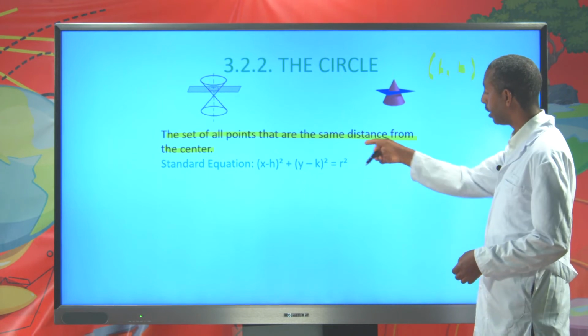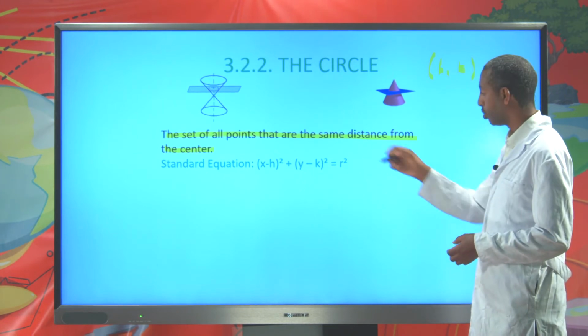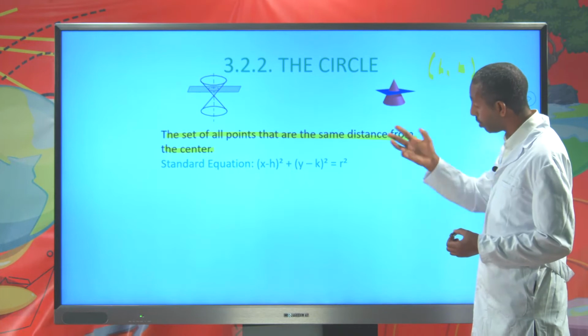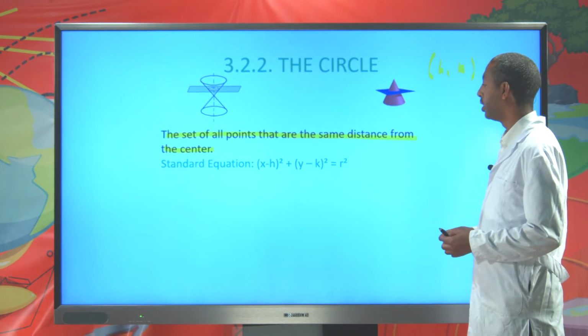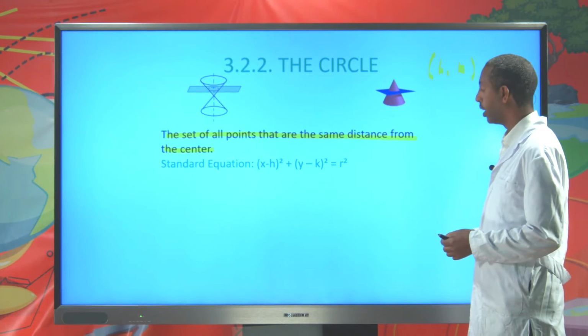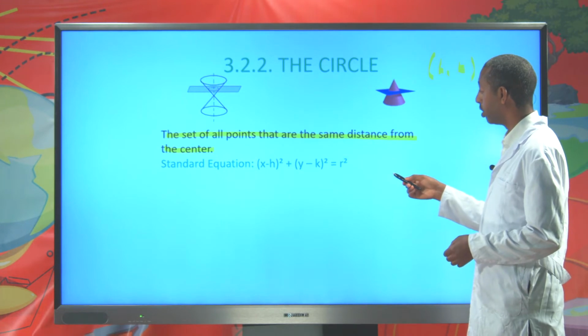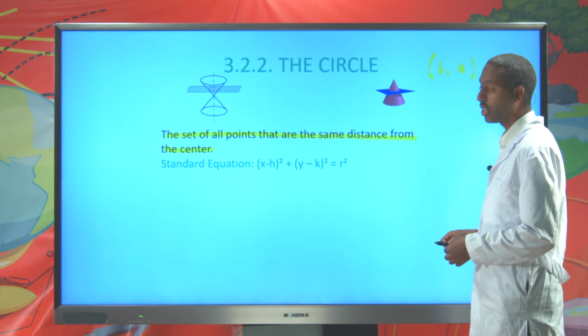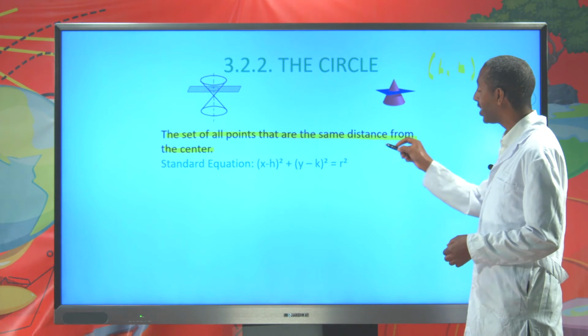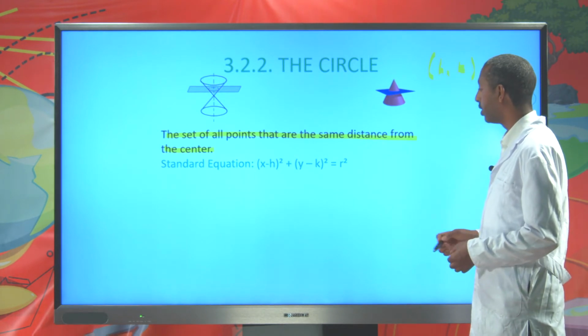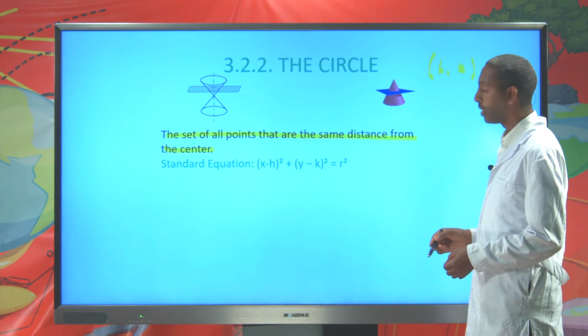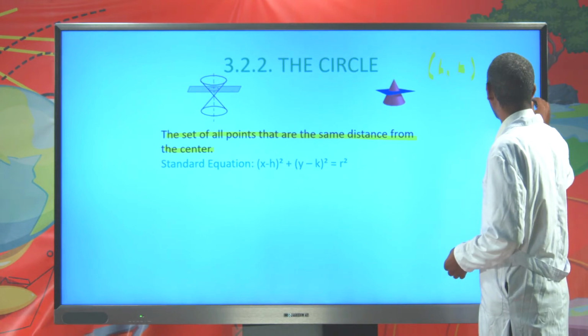A circle may be represented using this form. As I mentioned before, this is derived from the distance formula. So (x minus h) squared plus (y minus k) squared is equal to r squared, where h and k are the center of the circle, and r is the radius of the circle.